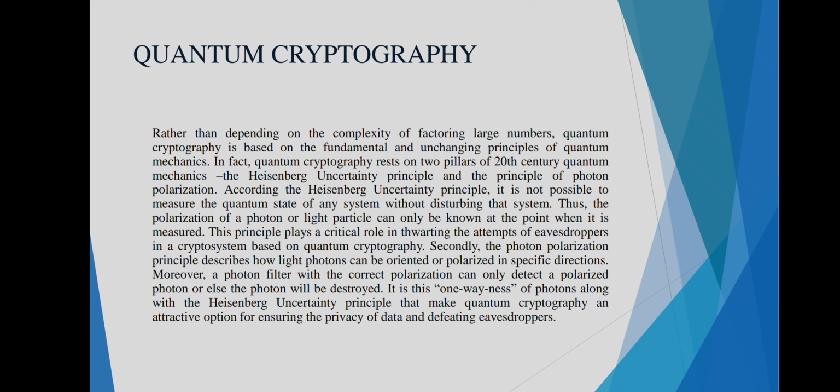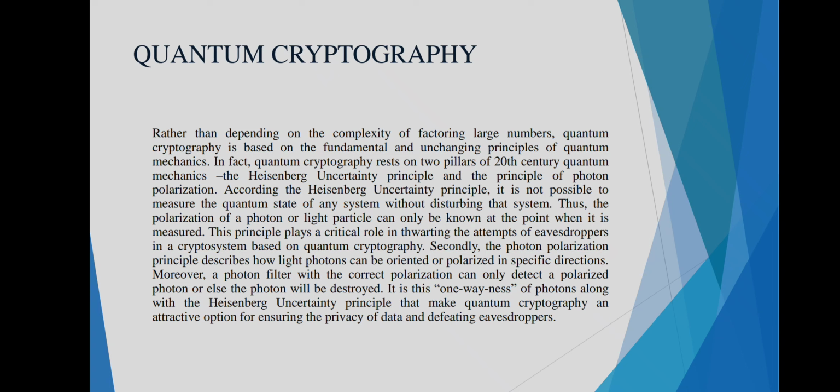Photons are units of light. Small units of light are called photons. According to the Heisenberg uncertainty principle, it is not possible to measure the quantum state of any system without disturbing that system. Thus, the polarization of a photon or light particle can only be known at the point when it is measured. This principle plays a critical role in thwarting the attempts of eavesdroppers in a cryptosystem based on quantum cryptography.